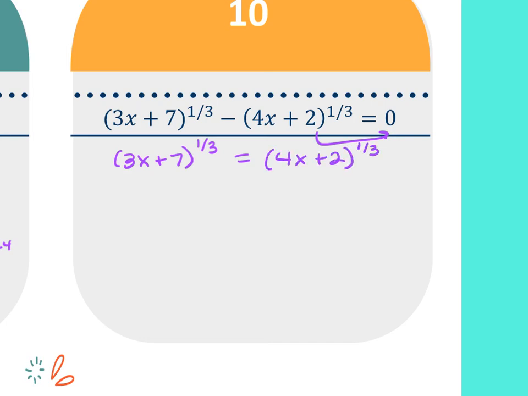Okay, now I'm going to raise each to the 3rd power. Cancels out. 3x plus 7 equals 4x plus 2. You don't even have to factor this one. You raise it to the 3rd power because that was the reciprocal. Correct.